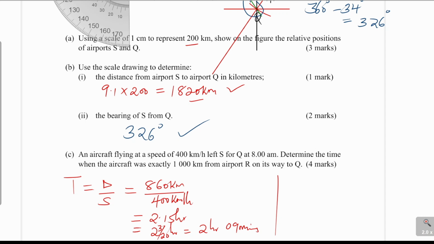So it left S at 8 a.m. and then that distance took 2 hours and 9 minutes. So that was the time when the aircraft was exactly at this point. Therefore, it was exactly 1000 kilometers from R at 10:09 a.m.